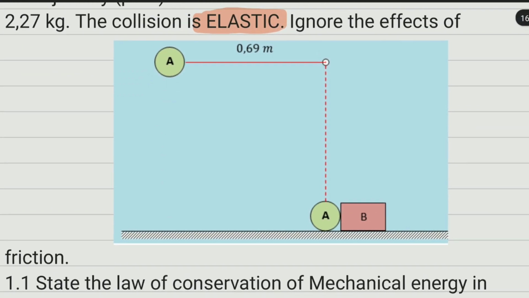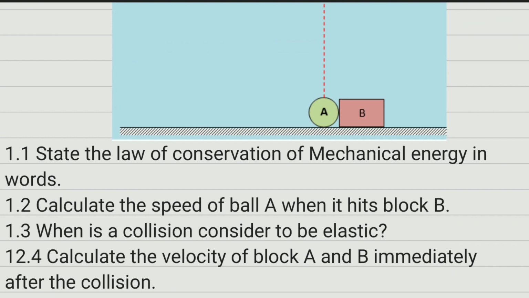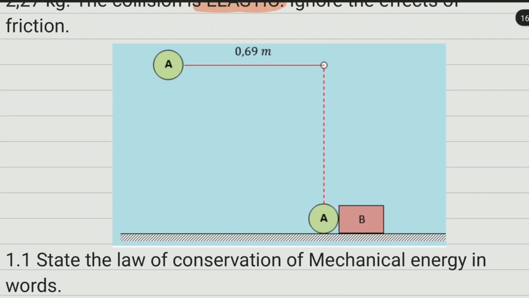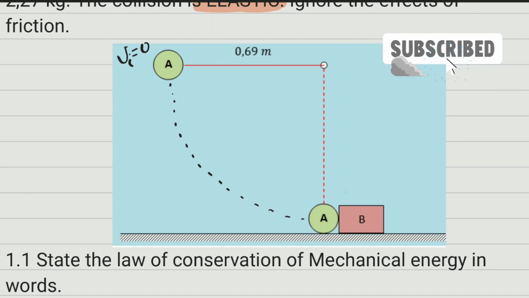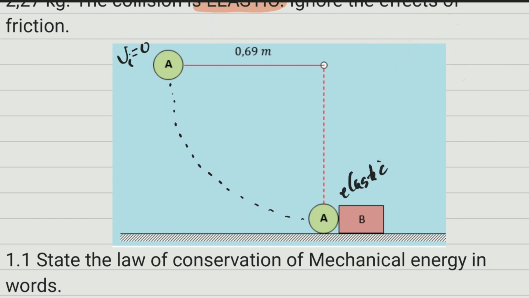The friction is down there. And here is the situation. Now we must remember that the velocity of that steel ball A at this point is going to be 0, and that will be the initial velocity. Let's write it as i. This steel ball is going to move all the way down, and eventually here it's going to hit the block. This collision between ball A and block B is elastic. That is very important.